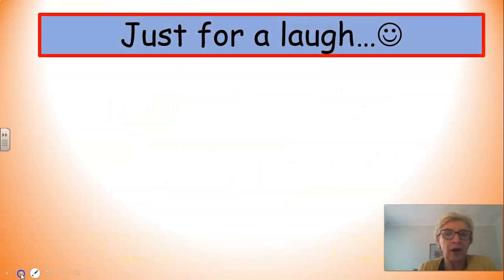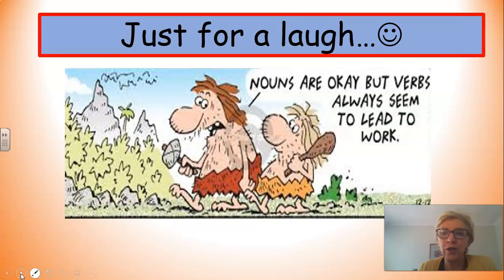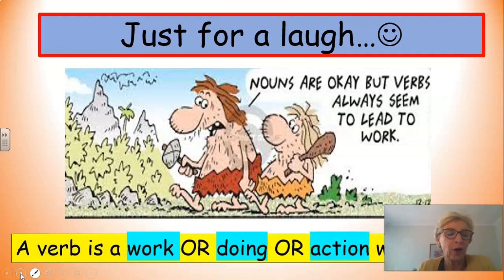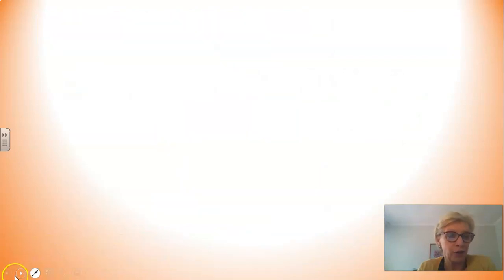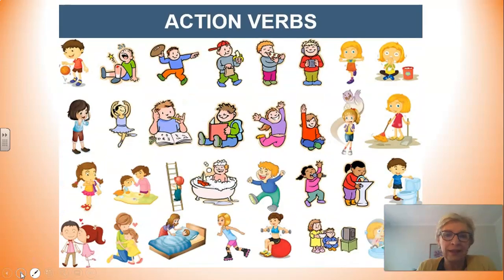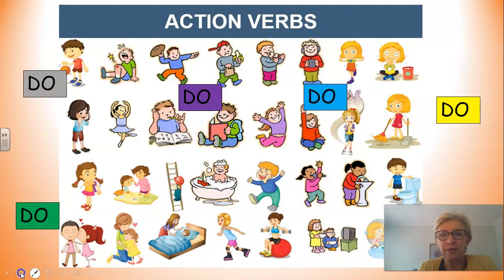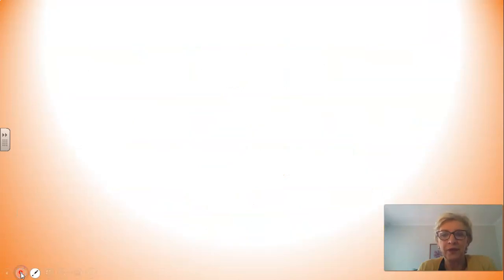And just for a laugh, this is quite a cute cartoon where this guy says nouns are okay, but verbs always seem to lead to work, and that is it. A verb is a work or doing or action word. And so we must remember the word do. You do it, do it, do it. The doing word.